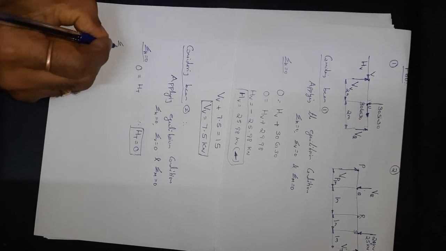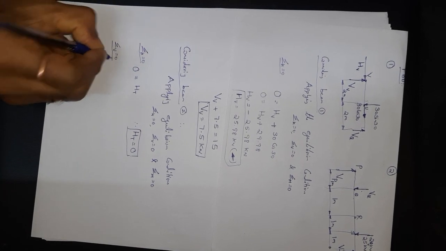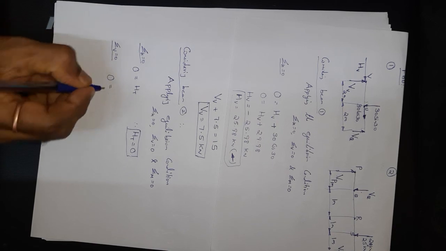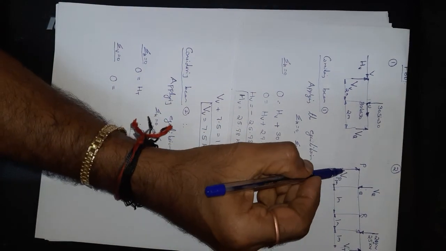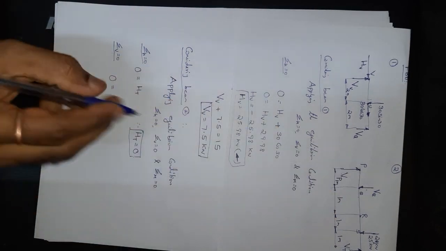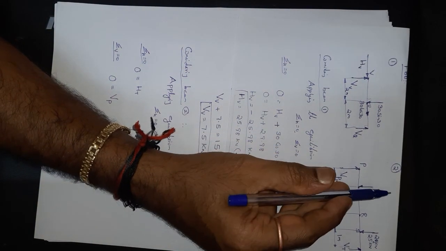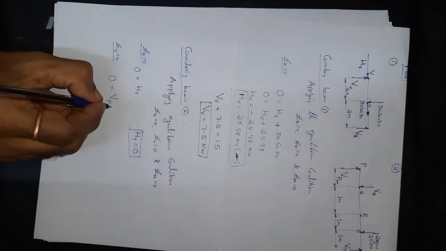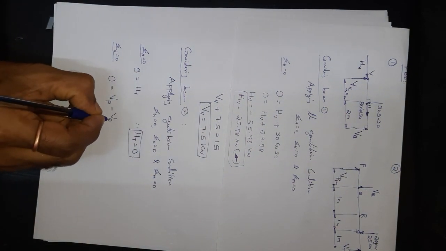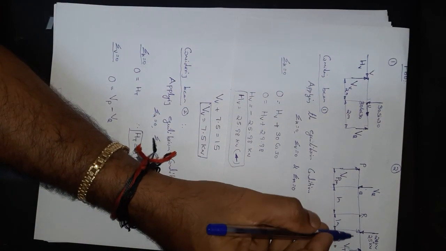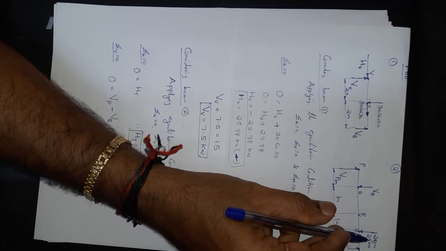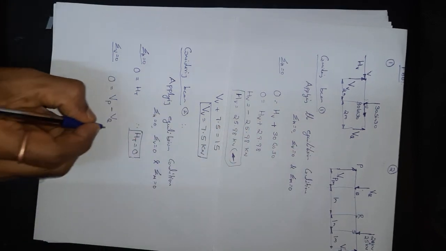Let me just resolve the vertical forces here. So summation of vertical forces is equal to 0. So 0 equal to, look at here, there's a VP which is acting vertically upwards, which will carry the positive sign. And that VQ which is acting vertically downwards. So minus VQ. And yes, couple of forces are acting, which is vertically downwards, which will carry minus value.